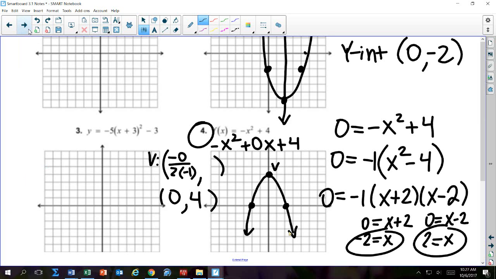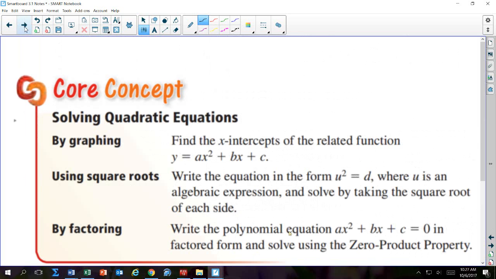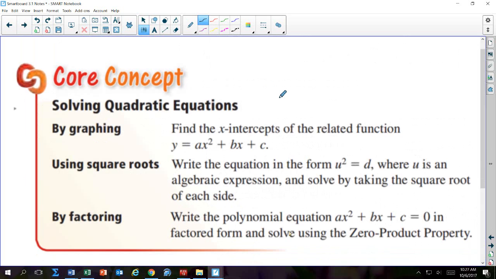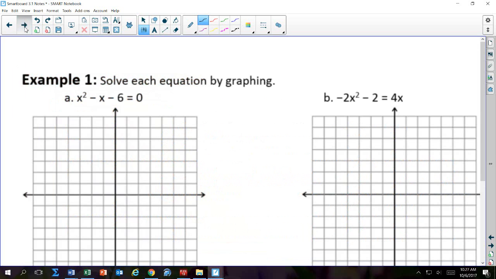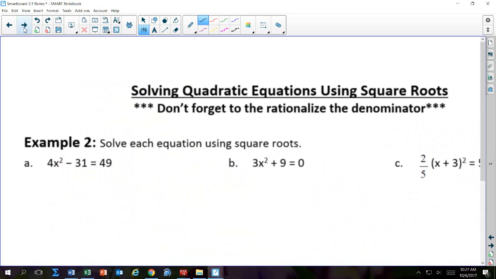Okay. All right, so now what we're going to do, if you look at this core concept box, yesterday we talked about solving by graphing. Today we're going to solve using square roots, and we're going to solve by factoring, which we've kind of already been solving by factoring, so we're just going to do some more with that. I need you to flip it to where it says solving quadratic equations using square roots.